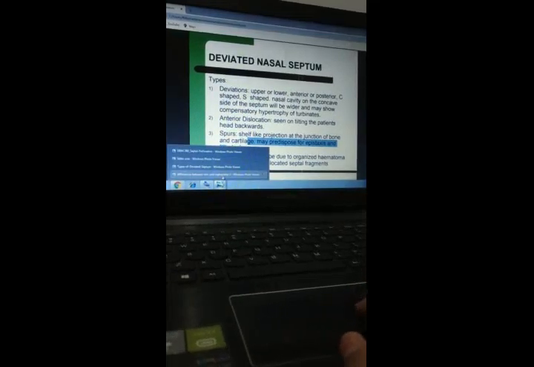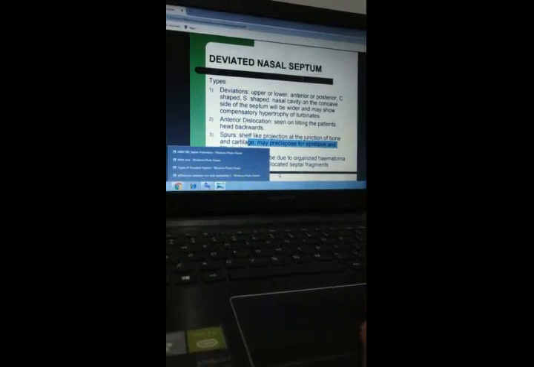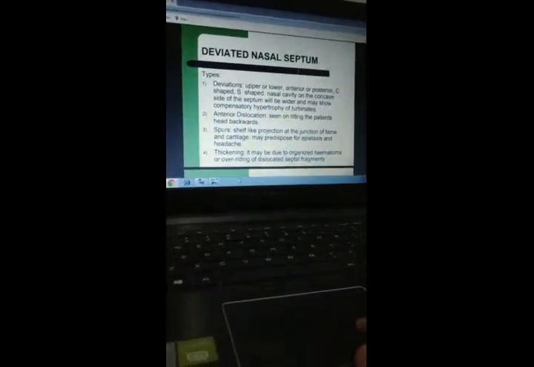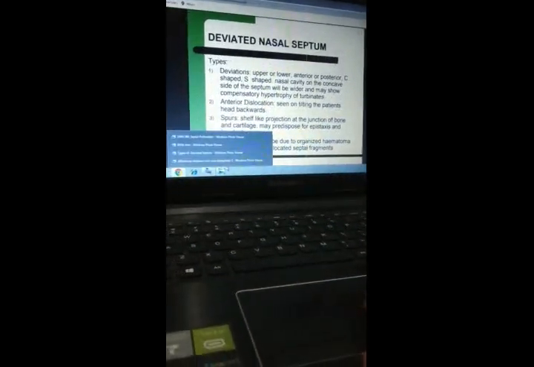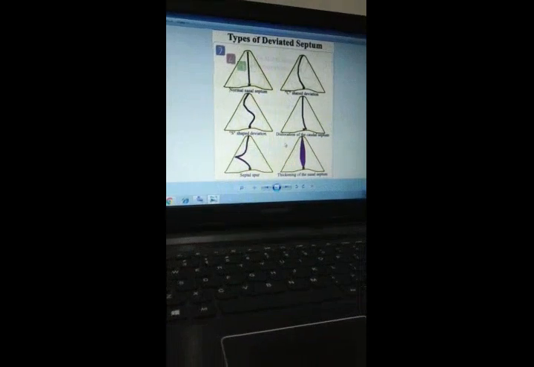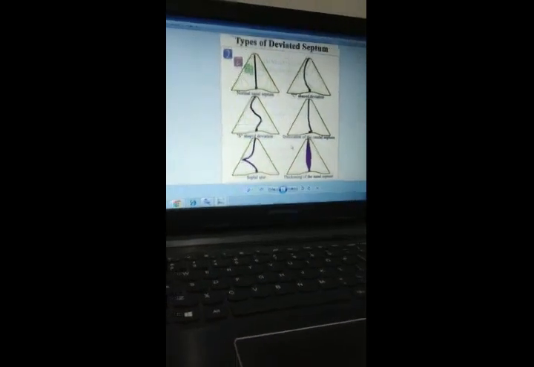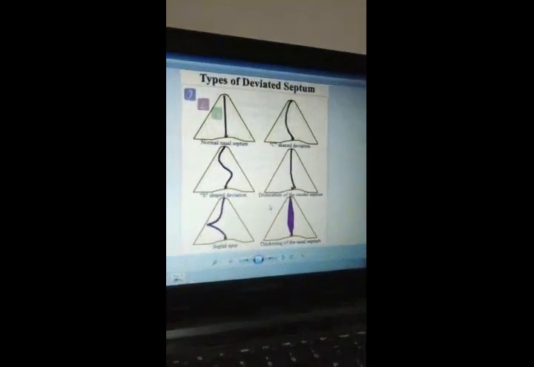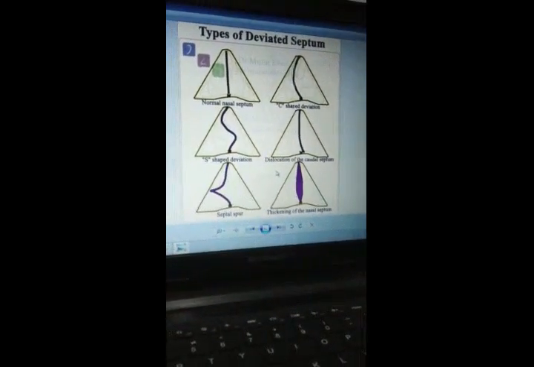Now the fourth variety is thickening. It may be due to an organized hematoma or an overlapping dislocated part. Due to that there is thickening of the septum. Now you see the types of deviated septum.